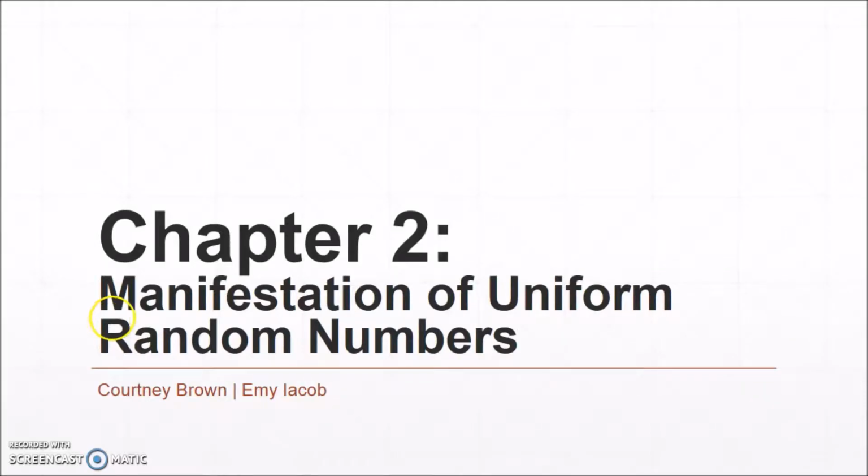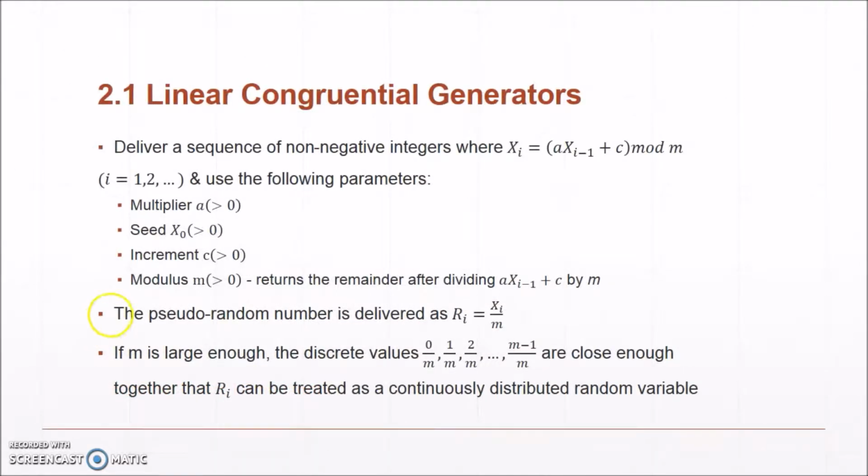Hi there, this is Courtney and Emmy, and this is our presentation on Chapter 2, which handles the generation of uniform random numbers. So the first thing we see in Chapter 2 is this concept of linear congruential generators.